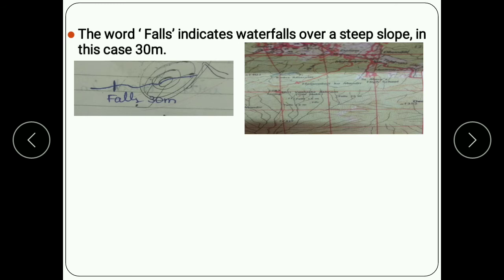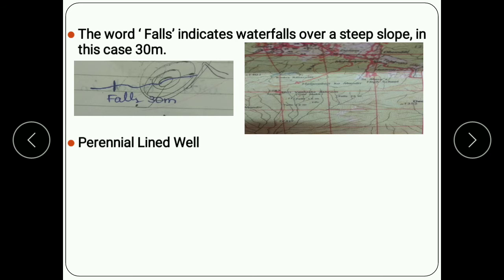In this manner, falls is given 30 meter. So what does it indicate? It indicates that a waterfall over a steep slope is 30 meter. Okay. Next, perennial lined well.